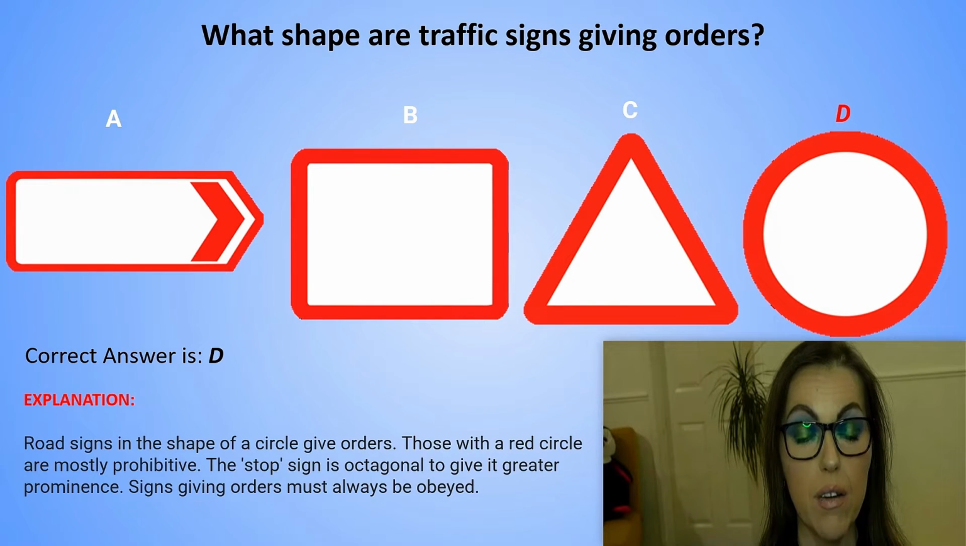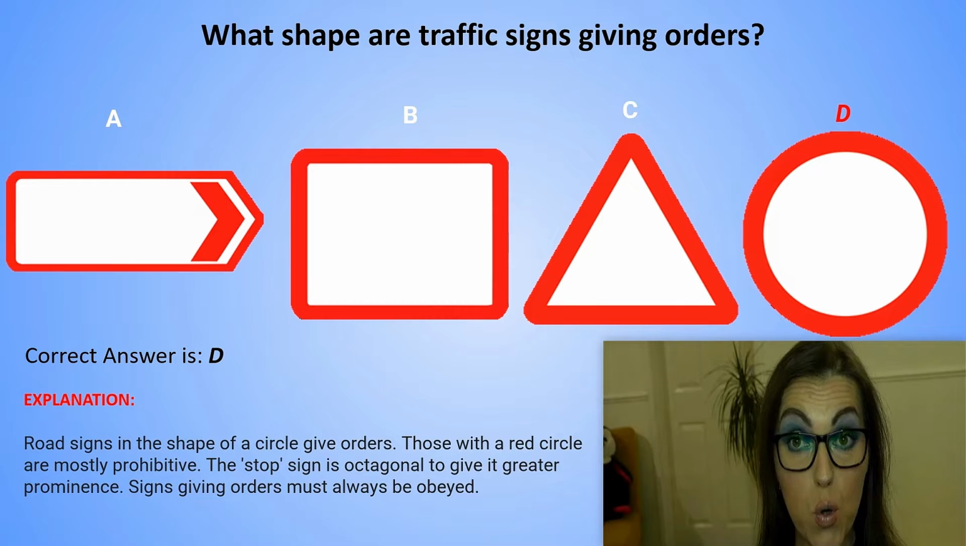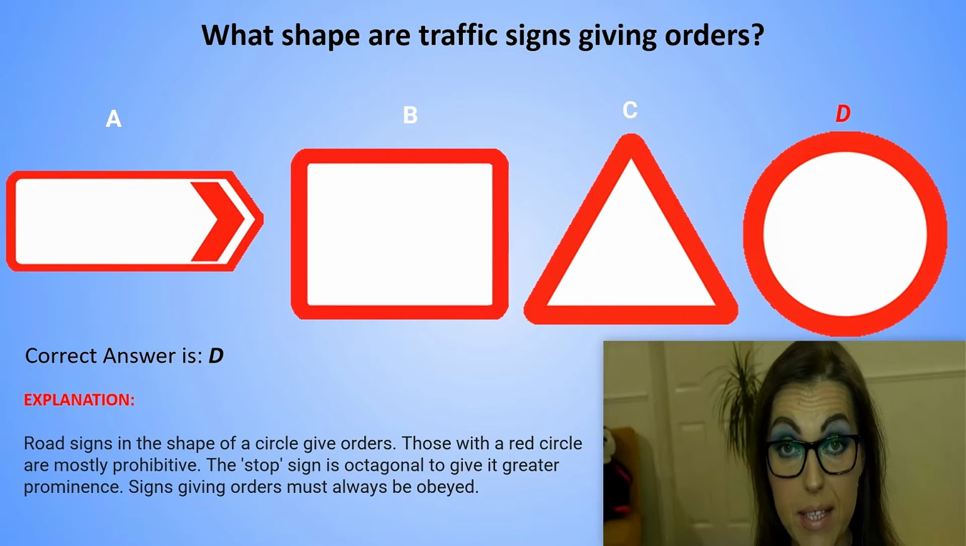Explanation. Road signs in the shape of a circle give orders. Those with a red circle are mostly prohibitive. The stop sign is octagonal to give it greater prominence. Signs giving orders must always be obeyed.